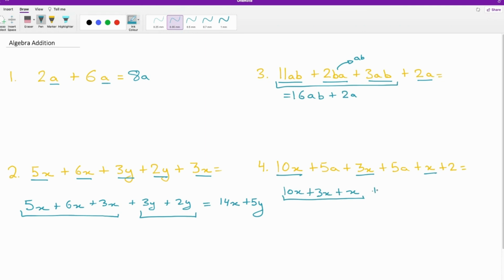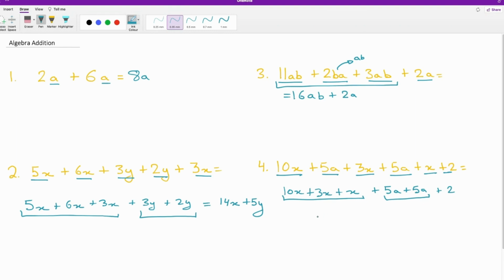The second group, let's have a look at the a's. So we have a 5a and another 5a. Let's group these two together, 5a plus 5a. And then we can also see this plus 2. Now this doesn't have any other like terms, so in our answer, most likely it will remain as is.